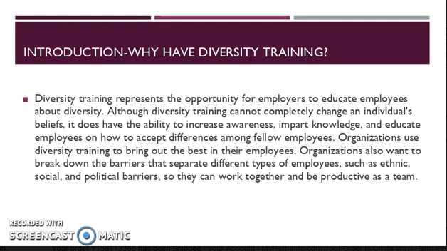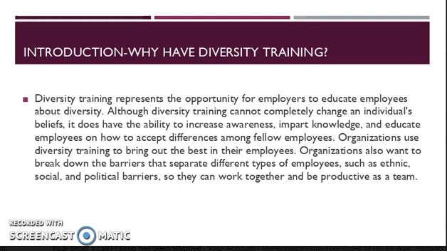But one big thing that we're going to go over is the best way for managers to include it. So, although diversity training cannot completely change an individual's beliefs, we get that. It does have the ability to increase awareness, improve knowledge, and educate employees on how to accept differences among fellow employees.